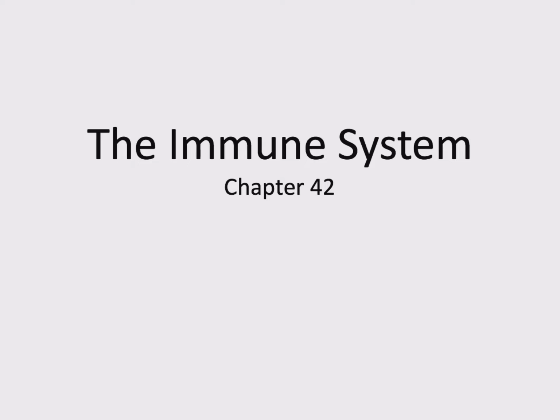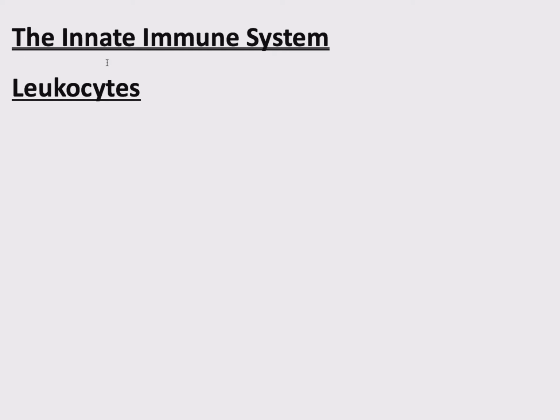So last time we had started this chapter by talking about the innate immune system. We're still under that category, and we're still talking about leukocytes, these white blood cells. Before I can talk about the next type of leukocyte, we need a little bit of backstory.